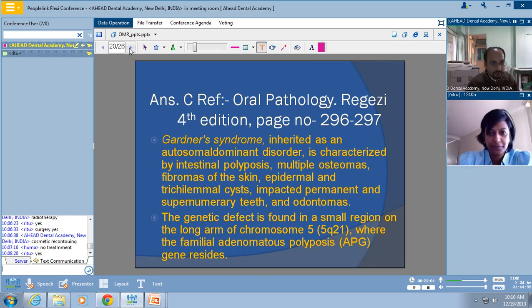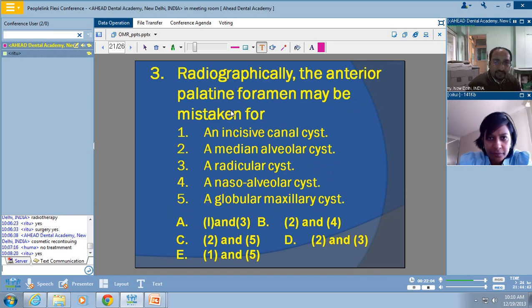Now, this is again a pretty easy question. Radiographically, the anterior palatine foramen may be mistaken for, we have the following choices: an incisor canal cyst, a median alveolar cyst, a radicular cyst, a nasoalveolar cyst, and a globulomaxillary cyst. An incisor canal cyst is generally seen in the anterior maxilla, as the name suggests, because the incisor canal is present in the anterior maxilla. What is a median alveolar cyst? Median alveolar cyst is generally seen posteriorly.